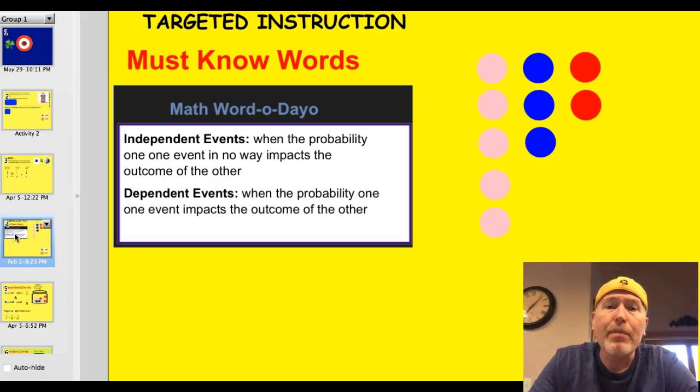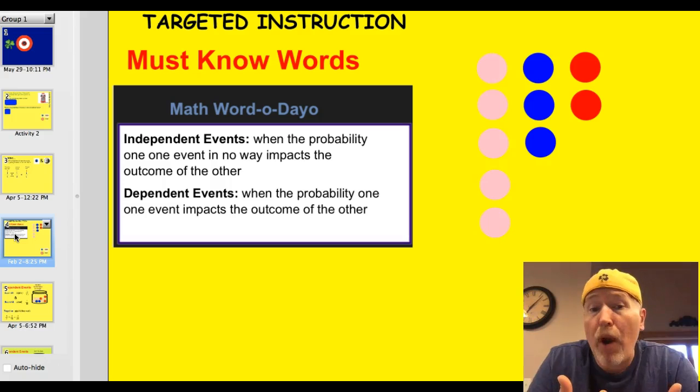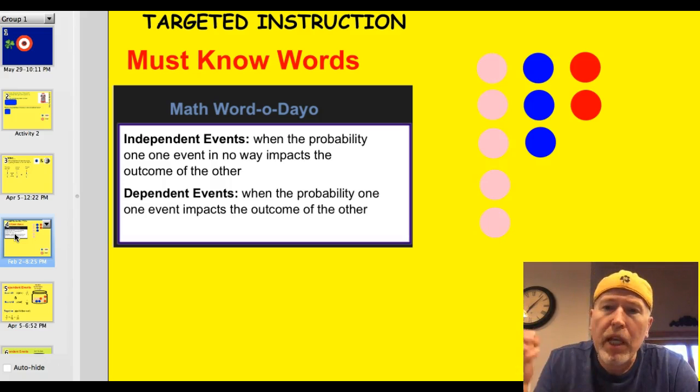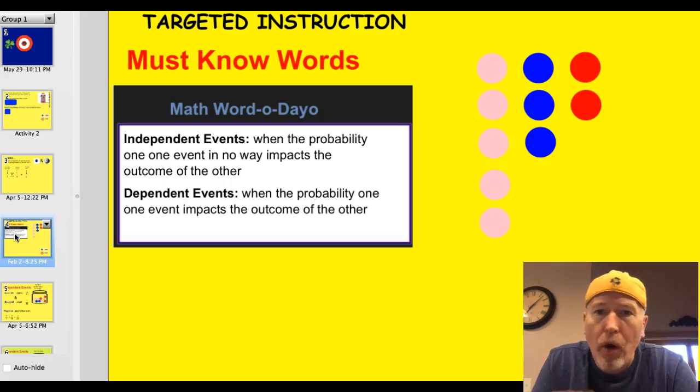First of all, independent events. Independent events are 2 events where the probability of one event in no way impacts the probability of the other event. The 2 events we just did were independent events. Pulling the gumball had nothing to do with flipping the coin. It didn't impact them at all. Spinning a spinner and rolling a die. These are independent events. They don't impact one another.